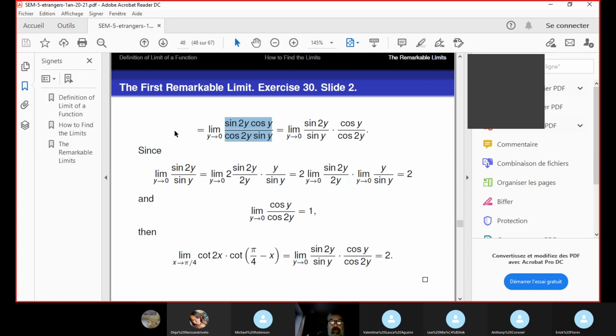So I rewrite this fraction in the following way, as a product of sine 2y over sine y and cosine y over cosine 2y. For the moment, I hope we have no problem. So in order to apply our limit theorem, if I have the limit as y goes to something, in this case zero, then I have to have that each term of my product has a limit. And then in this case, the limit of the product will be the product of the limits. Agree?